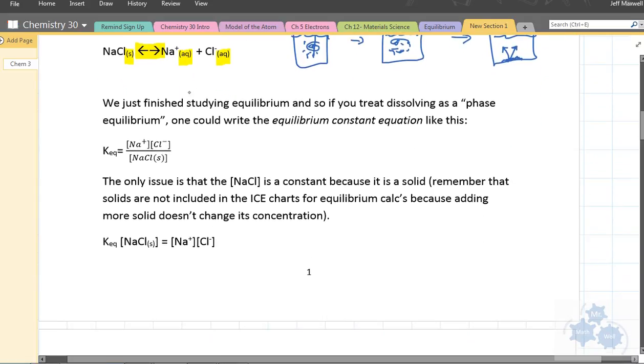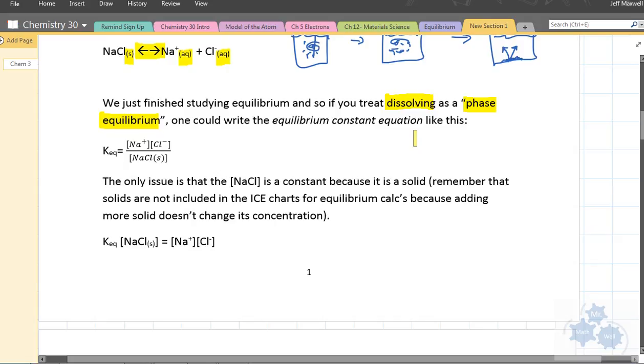All right. So we did just finish studying equilibrium, and so that's where the similarity is. And so if you treat the dissolving as a phase equilibrium, we could write a phase equilibrium constant equation. So think about that for a second.